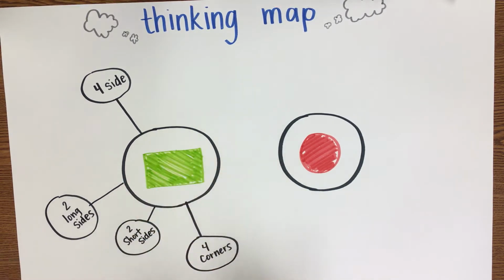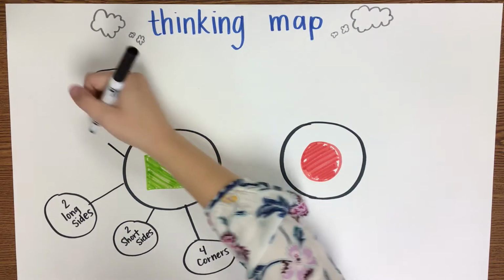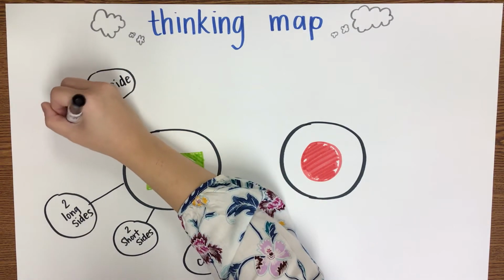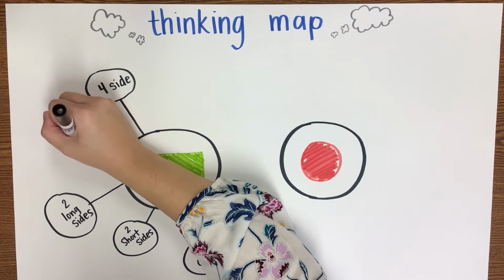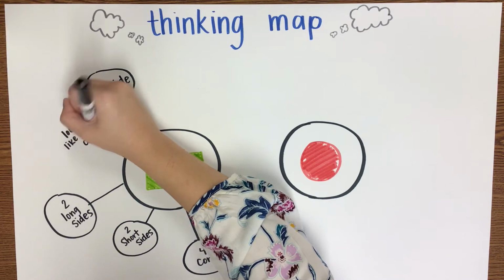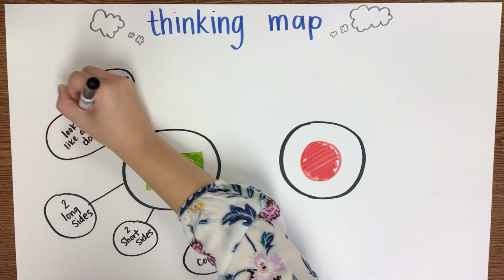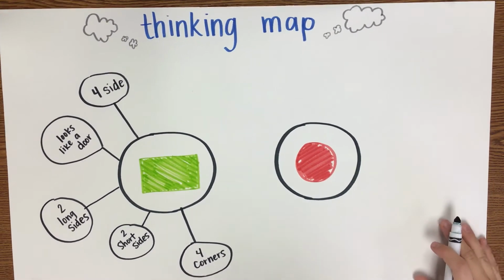When we describe a shape, we don't talk about what color it is. We describe what it looks like. A thought we could have is that maybe it looks like a door of your house. If you look at your house door, they kind of look like a rectangle.